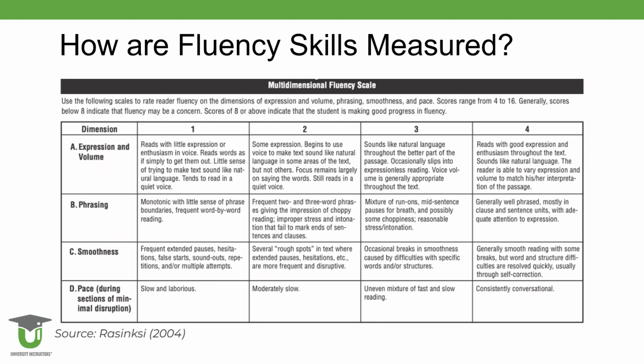Scores range from 4 to 16. Generally, scores below 8 would indicate that fluency may be a concern. Scores of 8 or above indicate that the student is making good fluency progress.